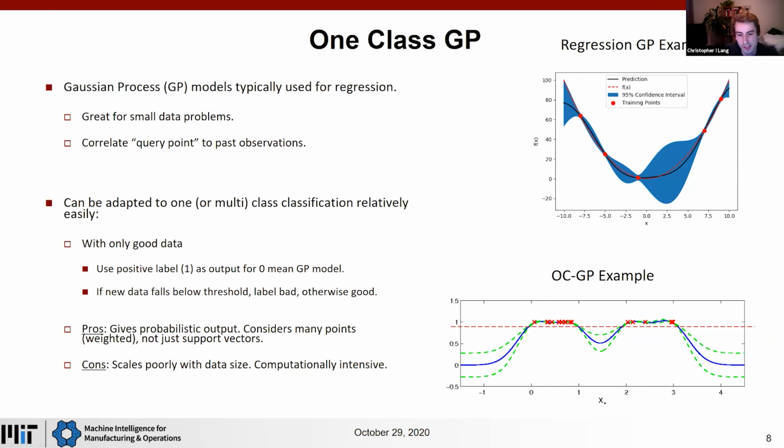The pro of this is that it gives you a probabilistic output. So not only will it say how good or bad something is, but it can tell you how confident you are in that. It also tends to consider many points, or the weighting of them, to determine this underlying function, and not just a few key support vectors like an SVM. But really the main con of this is it tends to scale poorly with data size, and it can be pretty computationally intensive. So for that reason, I think that this is really best used when you only have small numbers of training points.